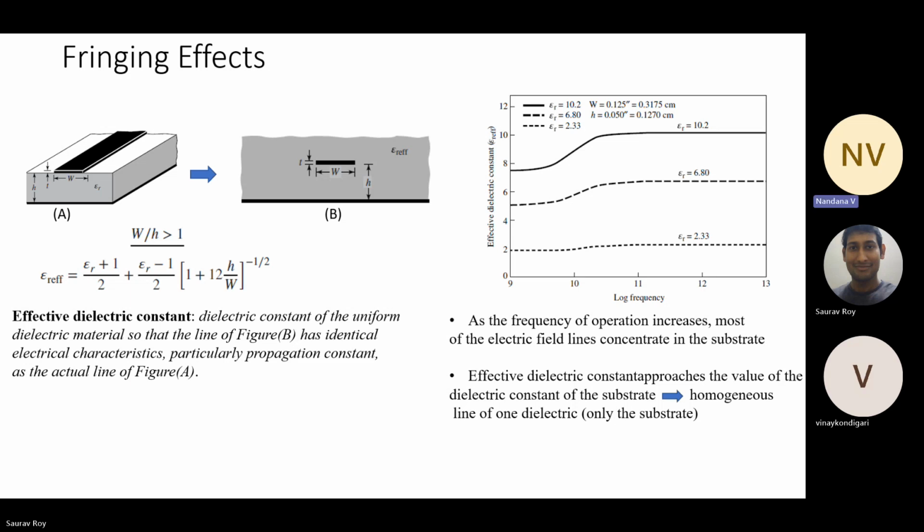So can you repeat once more? Is it the average dielectric constant of both, like air and substrate? No, it is not average. You see the formula? Only in some cases, it might be average, when H by W is very small.